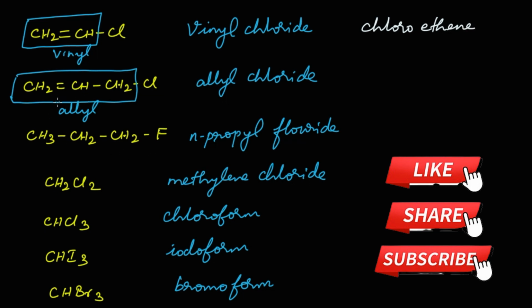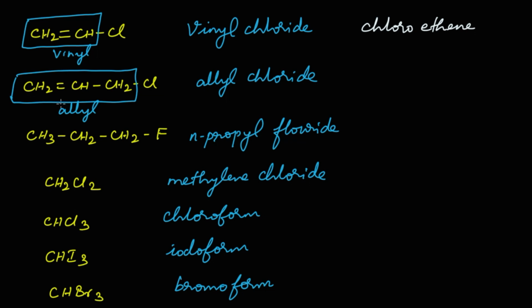Now let's name the allyl chloride. Here we need to give the number. The great confusion is from which side we have to give the number. From here 1, 2, 3, because the functional group is chlorine, or else from here 1, 2, 3, because the functional group is double bond, to which we need to give the priority. Here the weightage goes to the double bond. So we need to count from left to right. This is a wrong one, so we need not follow that.